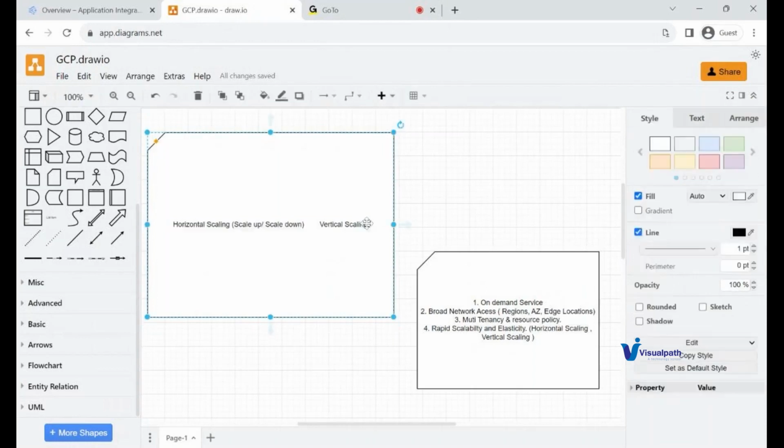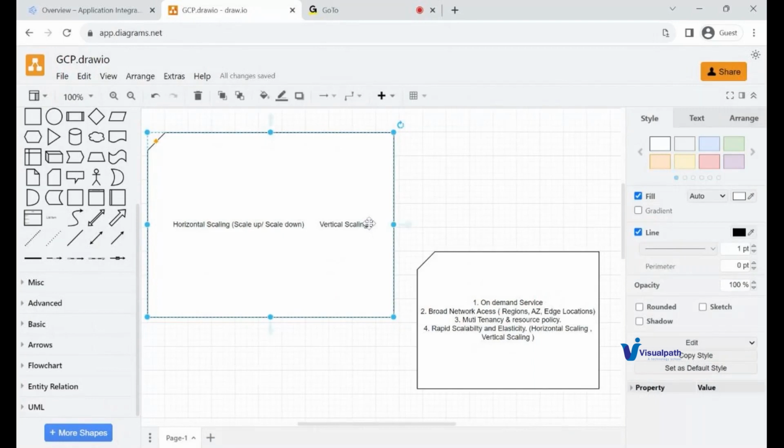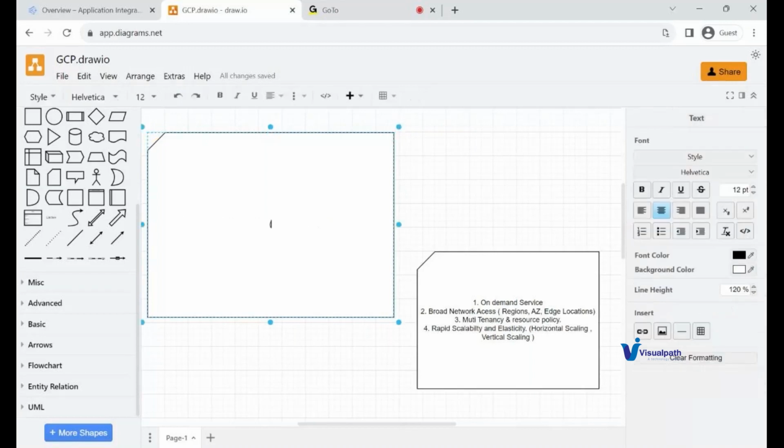Akash, one doubt. I think horizontal scaling is increasing the resources, like increasing the server, and vertical scaling is increasing the CPU. No, it's the other way around, which you just said. Horizontal scaling is increasing the number of instances. Yes, actually, I remember like that.